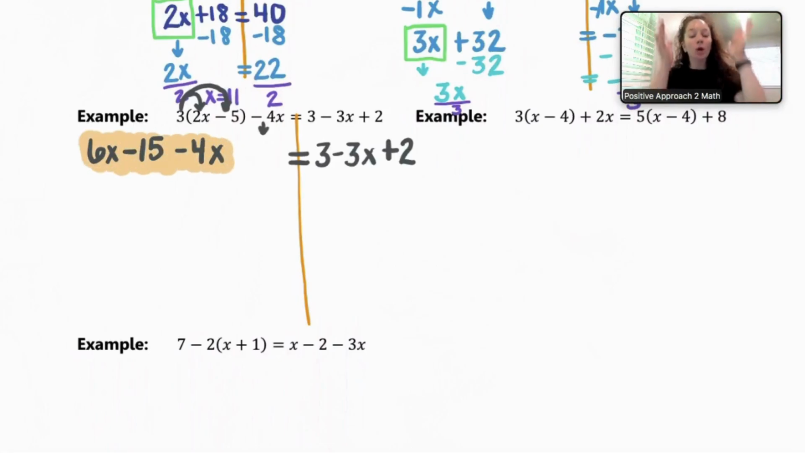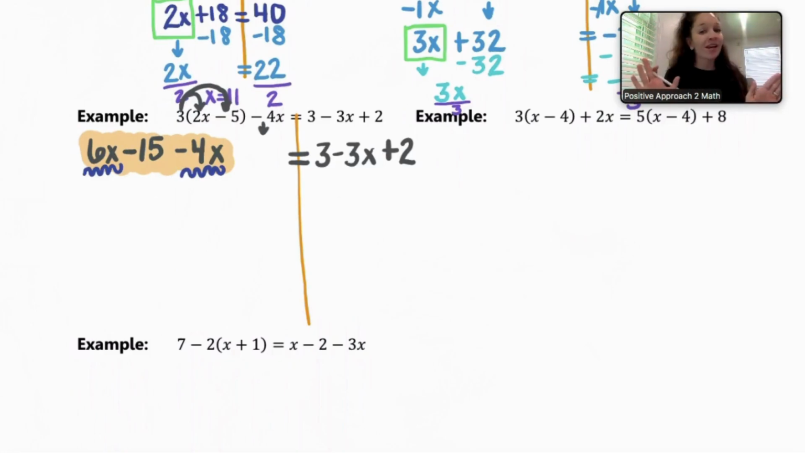So we're only looking at things to the left of our bridge. On the left, do we see anything we can combine or simplify? And remember, if we are simplifying within the same side, we keep the operation the same. So I see 6x minus 4x. Those are like terms. So I'm going to smush them together. I'm going to do 6x minus 4x.